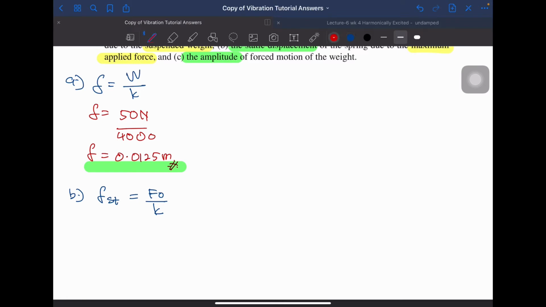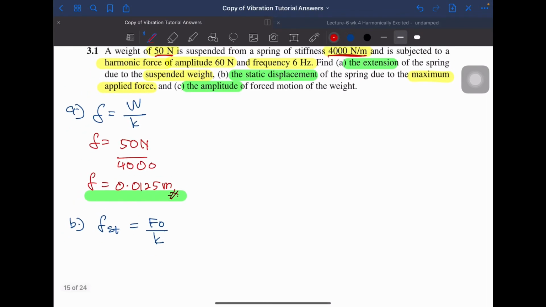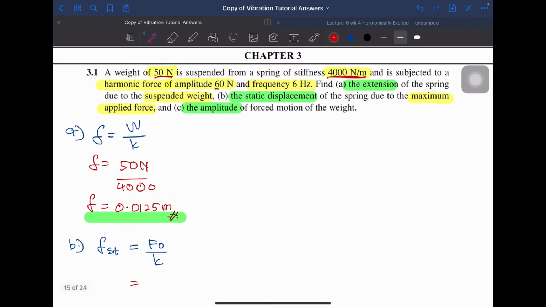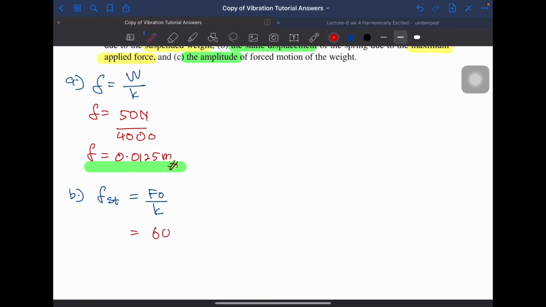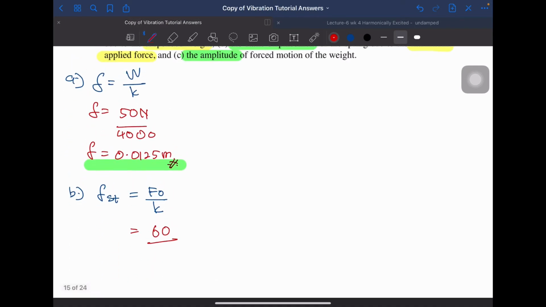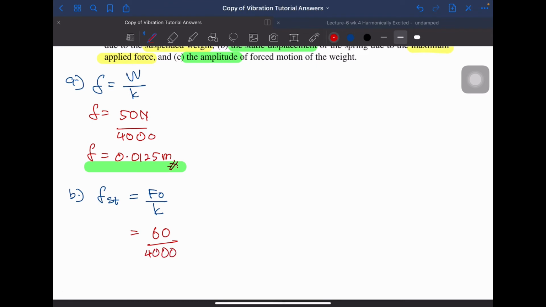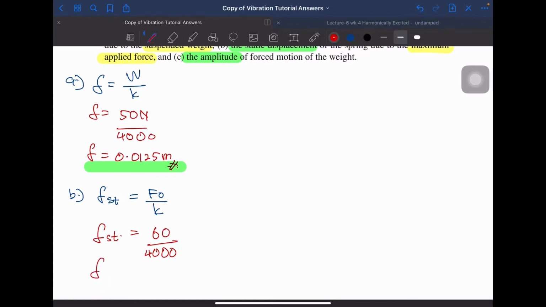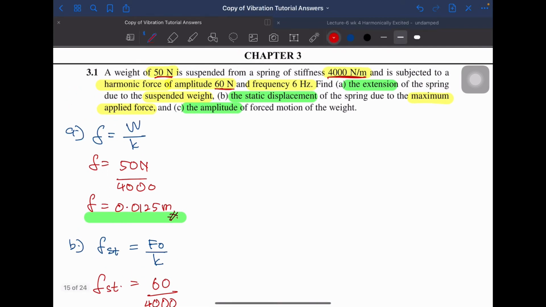Alright, so we already have the harmonic force, or the maximum applied force, to be 60 Newton, and your stiffness to be 4000. So from here, we get the static deflection to be 0.015 meter. And that's the answer for B. Now let's try and find C.